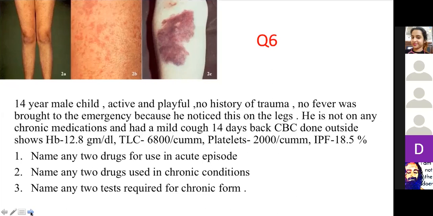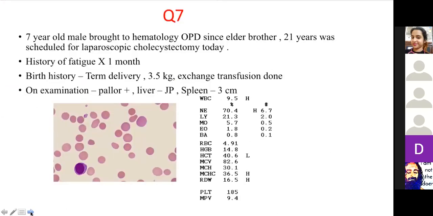So we'll move on to the next question. Please read the question carefully and the CBC. Please read the question and we'll ask the question. We'll give the questions properly. Please read the case scenario.